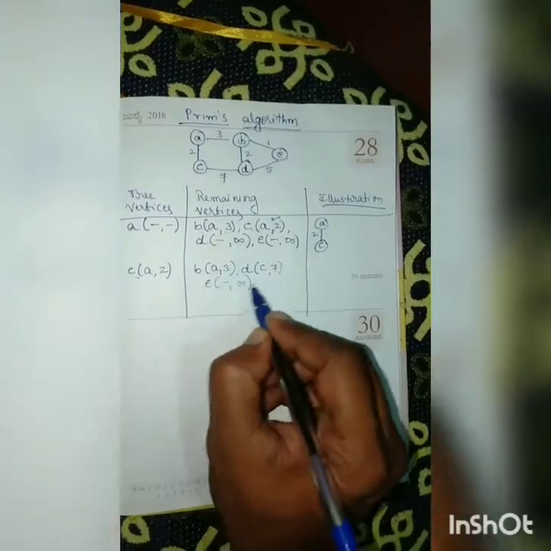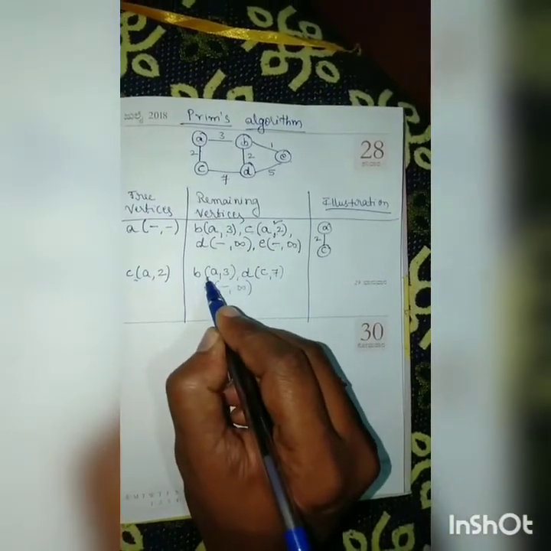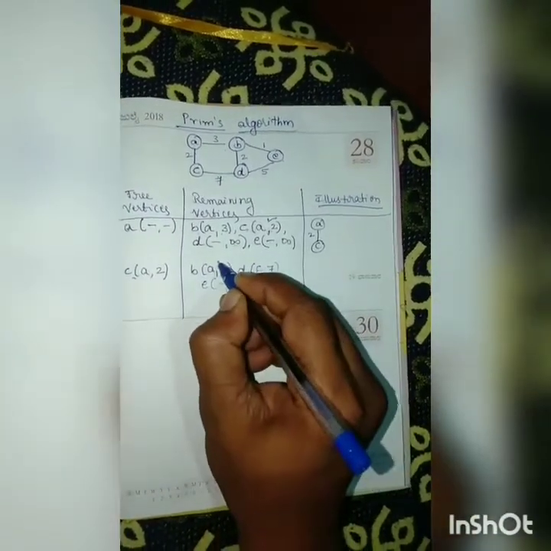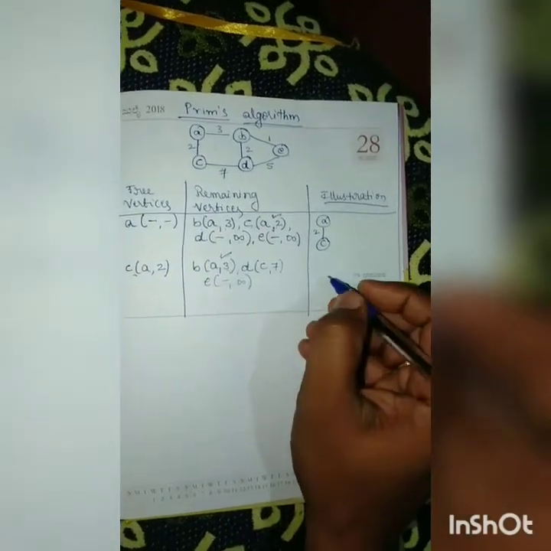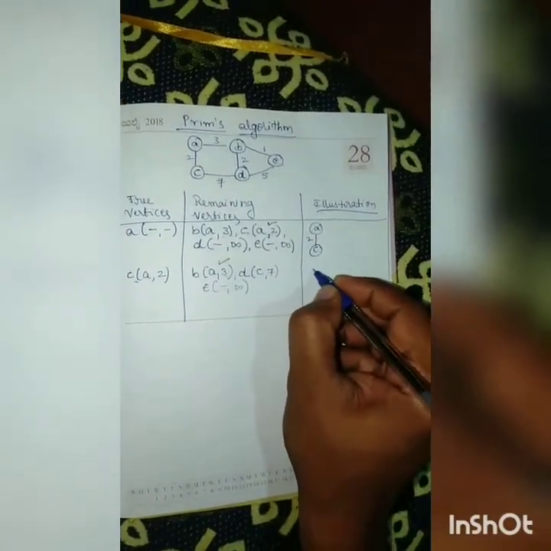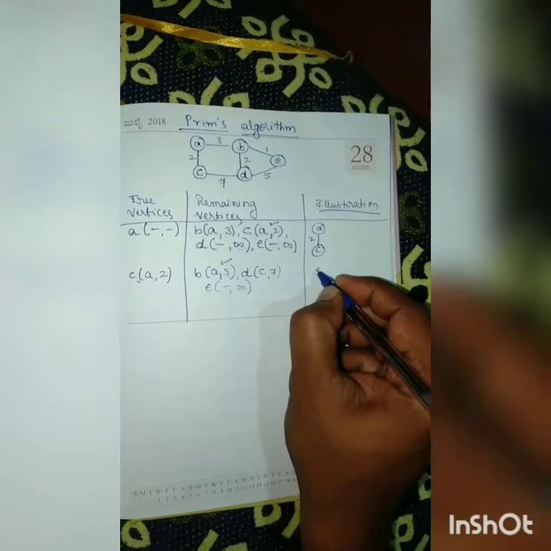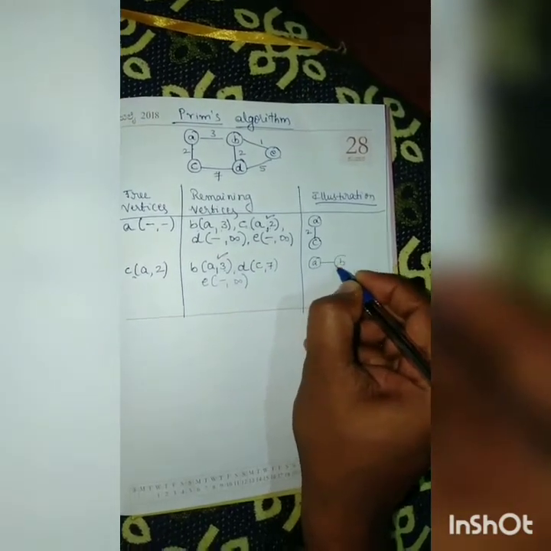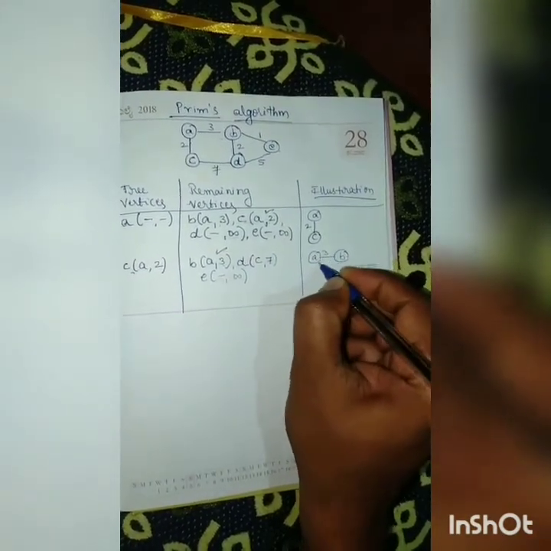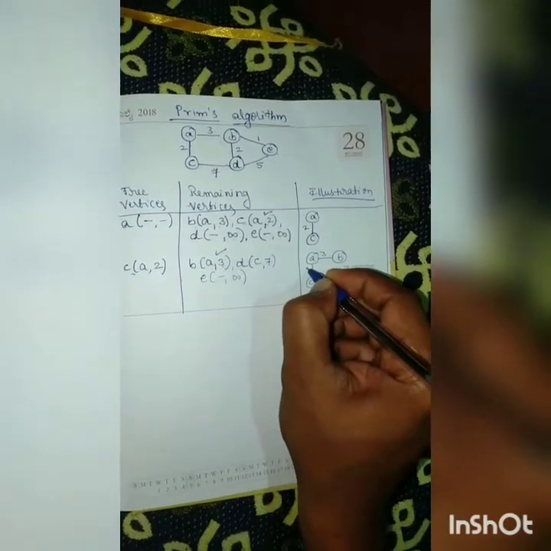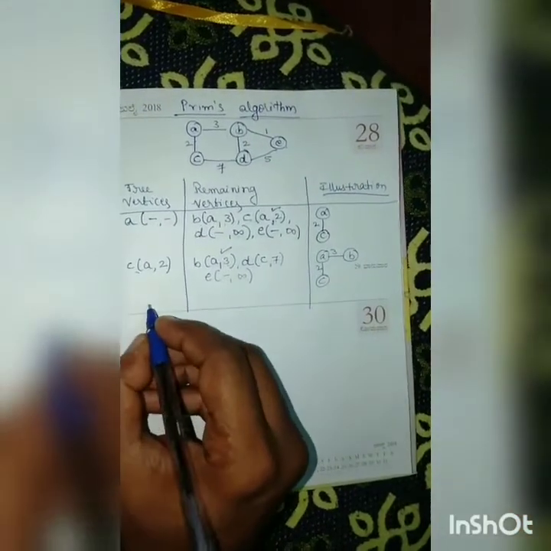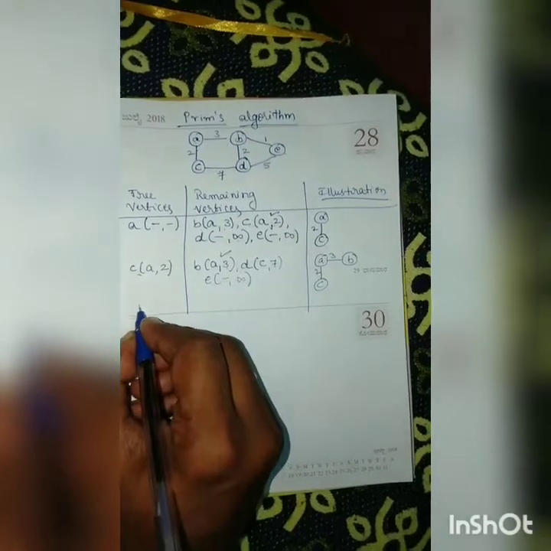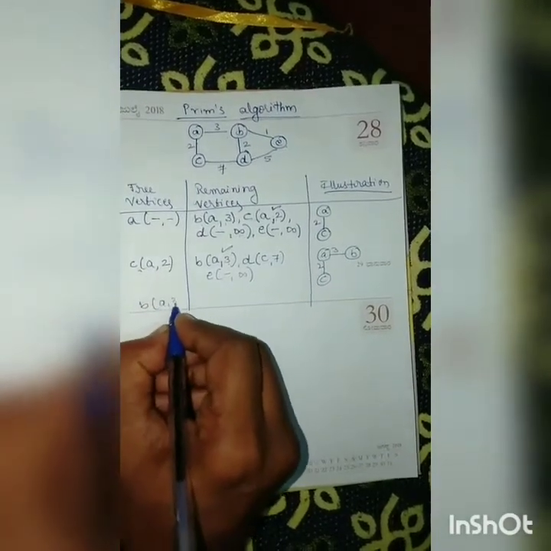Now out of the remaining, which is minimum? It is 3. Therefore select this edge. Now B is reachable from A with a cost of 3. C is already there as it is. I will write the next vertex to be considered as B, A, 3.